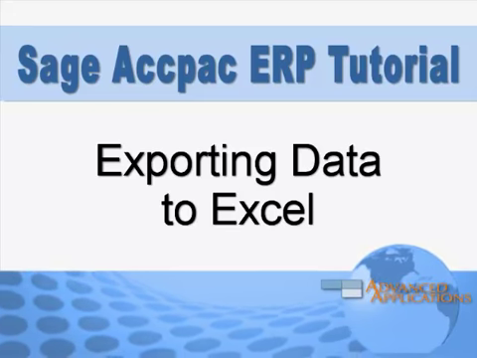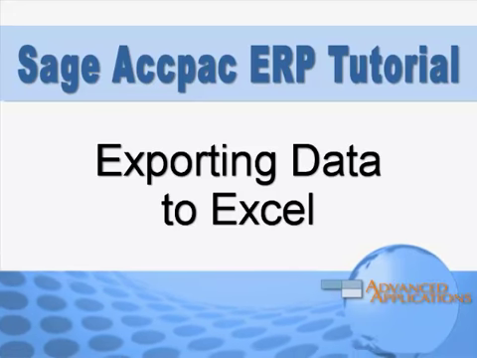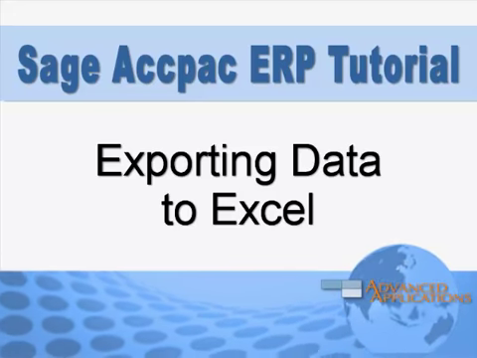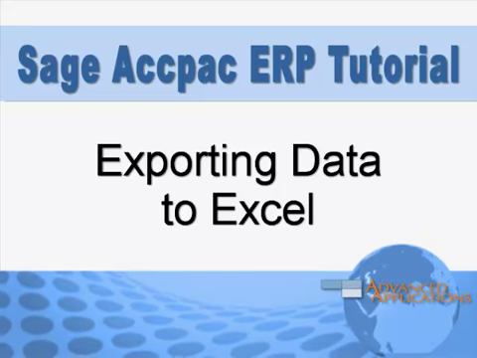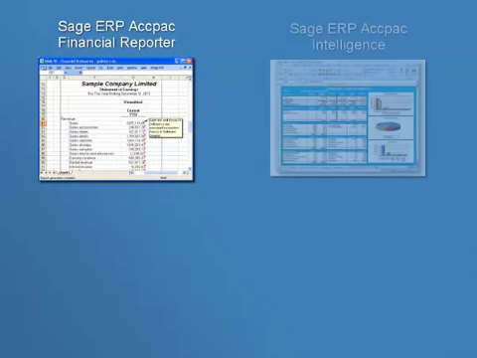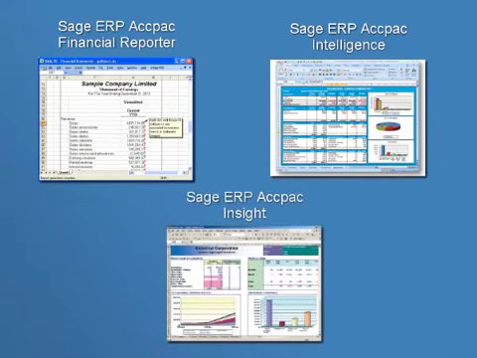It's important to note that we're going to focus on exporting of data into Excel as opposed to reporting tools that link directly into your Accpac data and use Excel as a front end. These tools include the Financial Report Writer, Sage ERP Accpac Intelligence, and Sage ERP Accpac Insight.